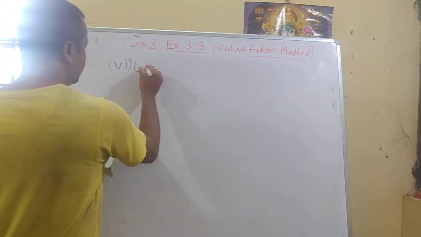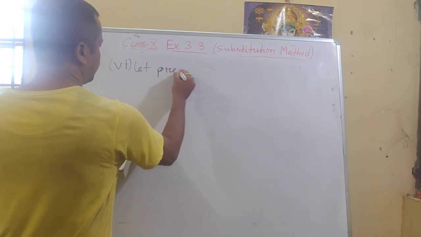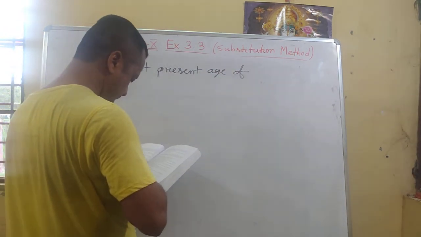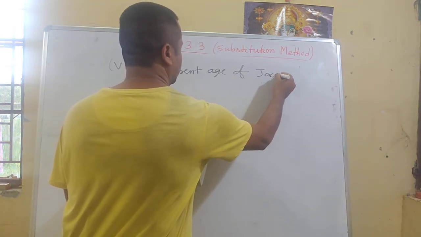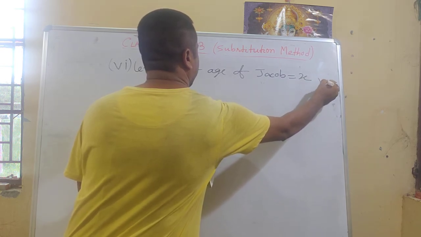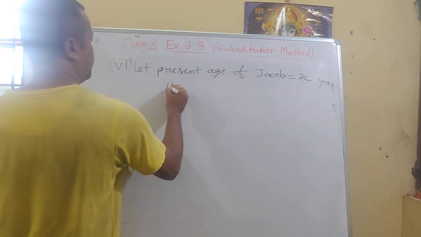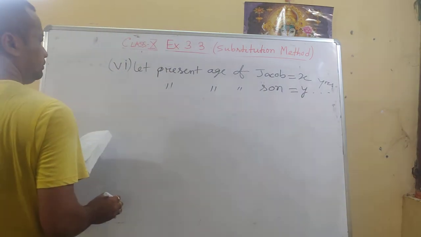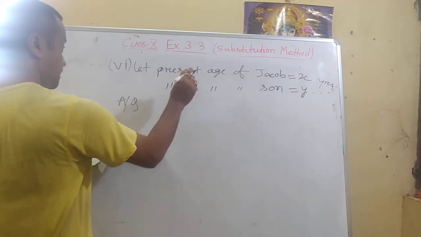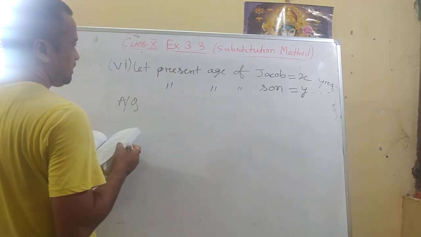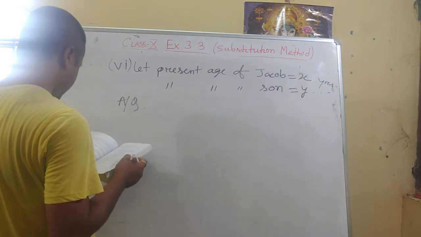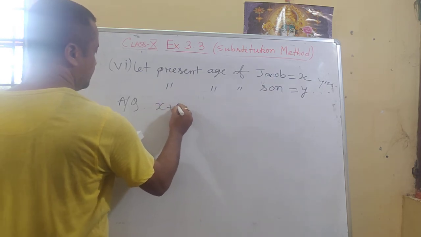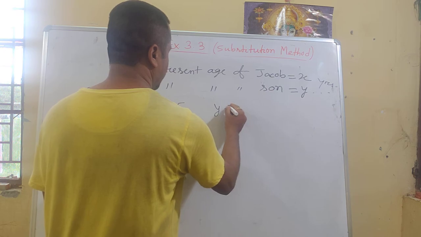So let the present age of Jacob be x years, and the present age of the son be y years. According to the question, these are the present ages. 5 years hence, after 5 years, Jacob's age will be x plus 5, and after 5 years, the son's age will be y plus 5.